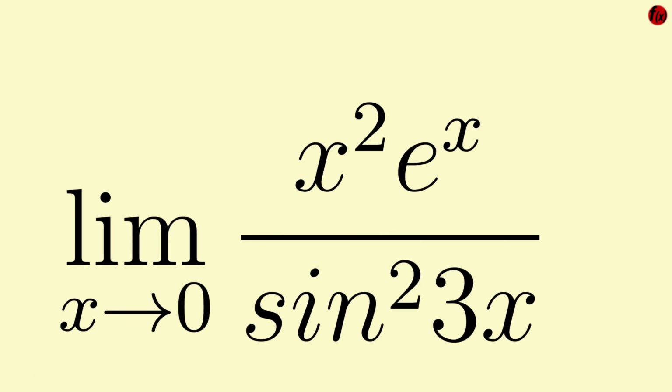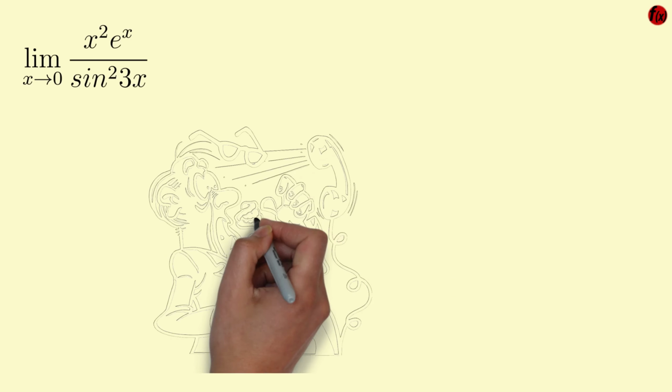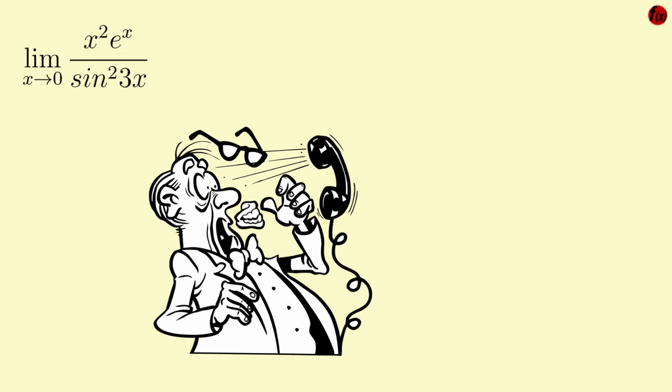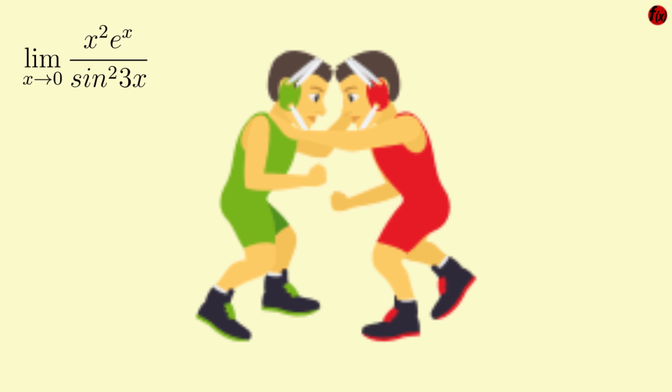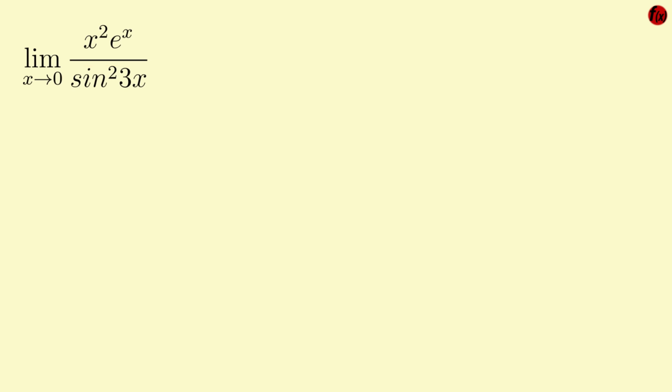Find the limit when x approaches 0. At first glance, this limit looks like a nightmare. You've got a quadratic, an exponential, and a squared trig function all fighting for dominance as x hits 0.